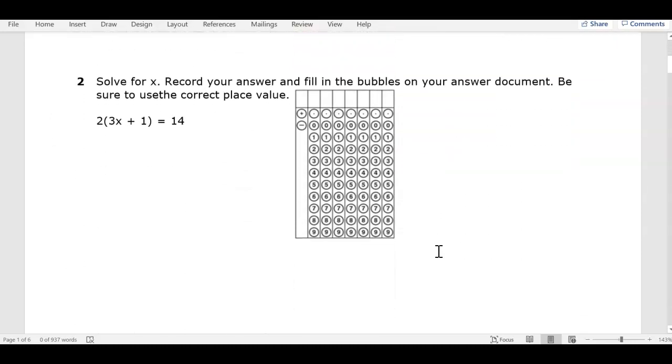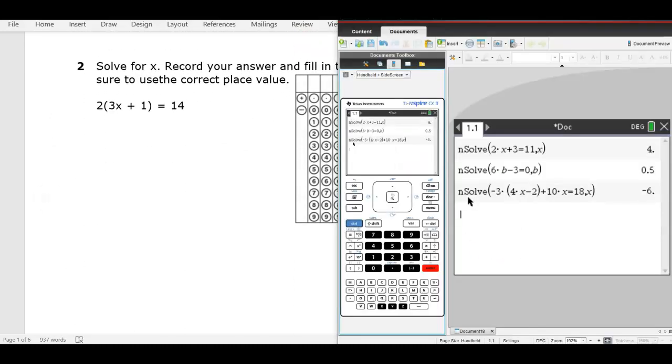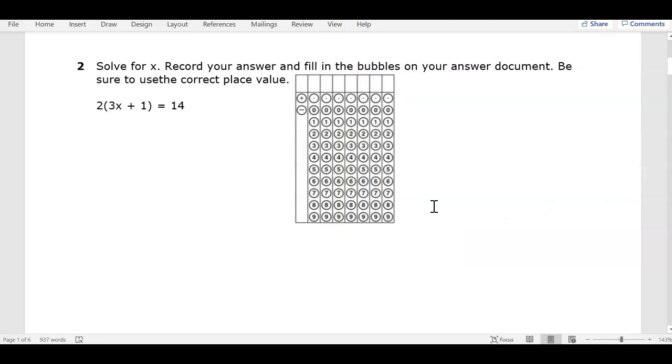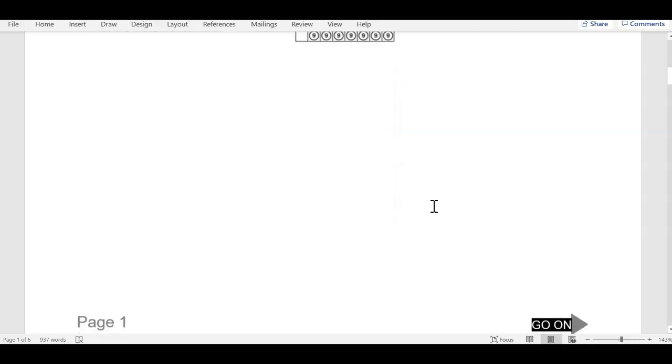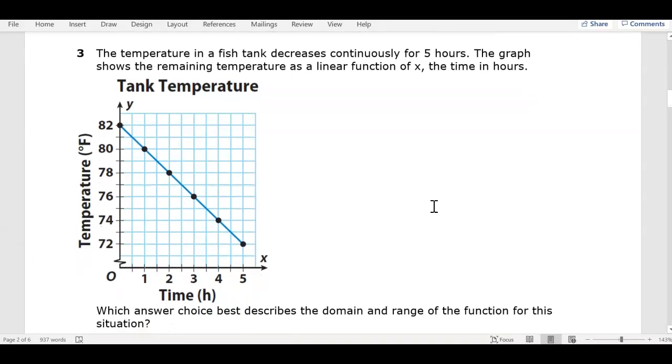All right, number 2. Hey, insolve's our friend. So let's do it again. Menu 3, 1. Let's type it in. 2, 3x plus 1 equals 14, comma x, and you get 2. So all you got to do is bubble a 2, and a 2, boom, okay? So again, insolve is fine because we went over it.